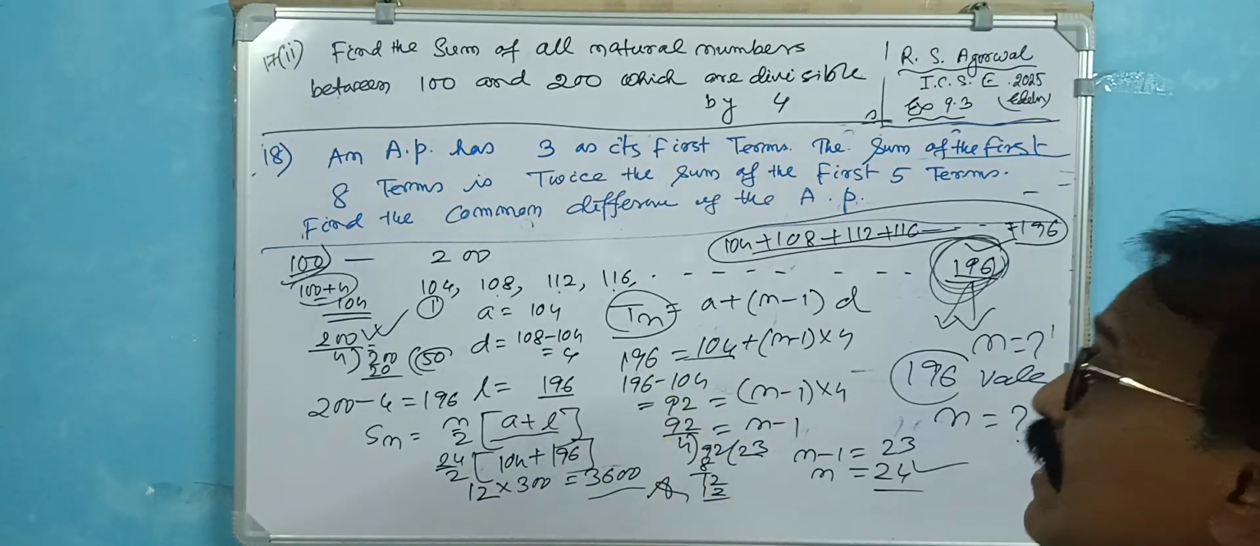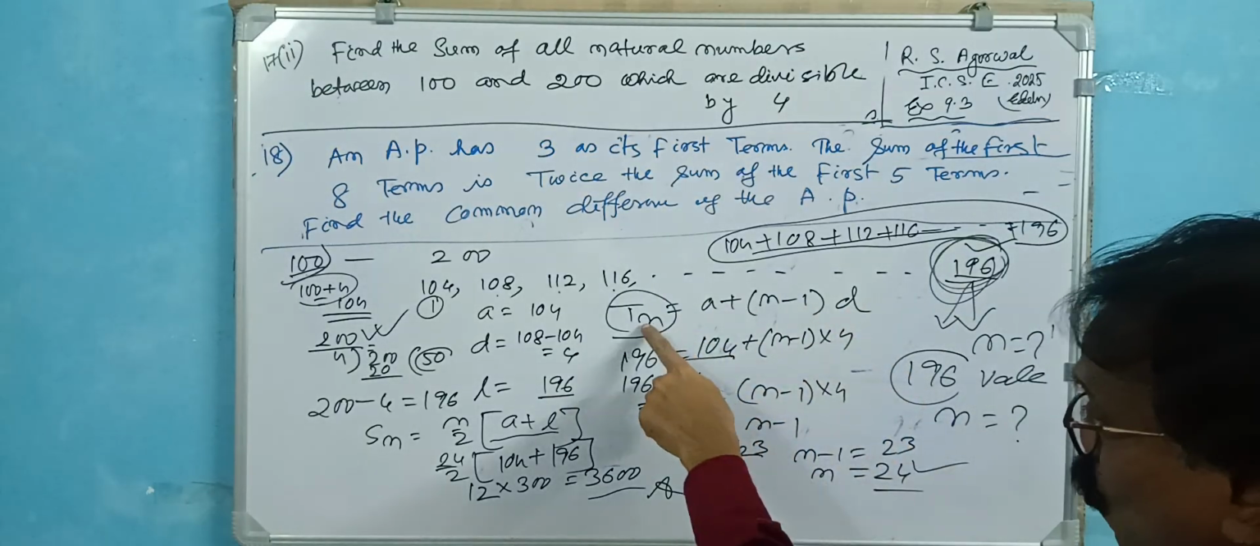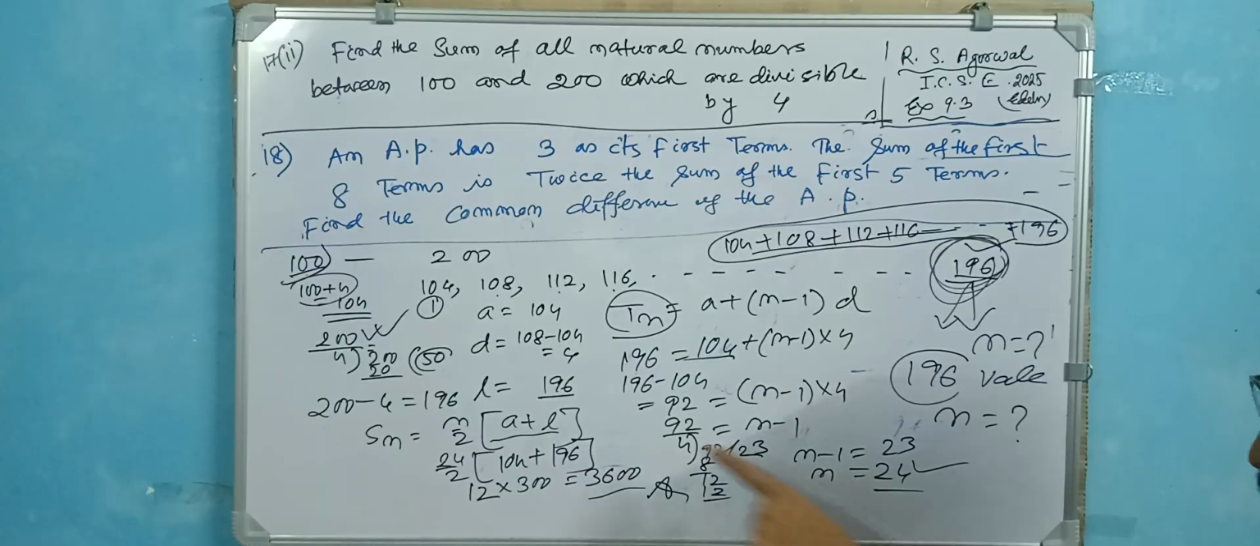Tn is equal to a plus (n minus 1) into d. You know a, you know d, you know the value of this. So get n from here and put the n here. Okay. So in this way you solve it.